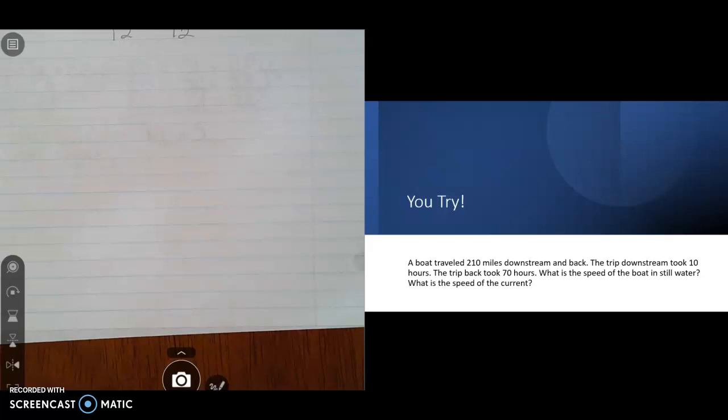Hi, you all just finished a U-Try problem involving a boat and some current. The problem said that a boat traveled 210 miles downstream and back. So it went downstream and then it came back. The trip downstream took 10 hours. The trip back took 70 hours. What is the speed of the boat in still water? And what is the speed of the current?